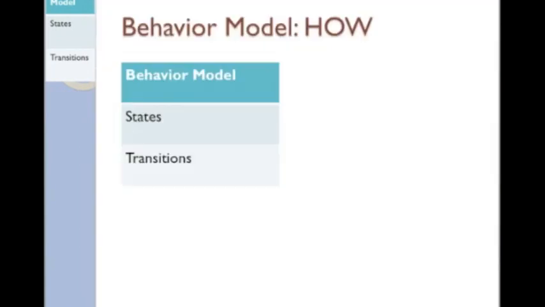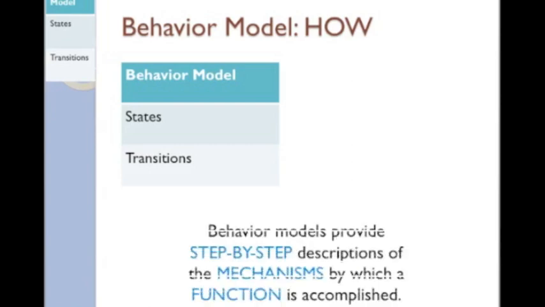To review, the behavior models describe step by step the mechanisms for how a system accomplishes its function. A behavior model starts with the beginning state from the function and shows all the intervening states between the beginning and the final objective state. You can think of the behavior model as telling a story about how the system works. To tell the story, the behavior model uses two things, states and transitions.